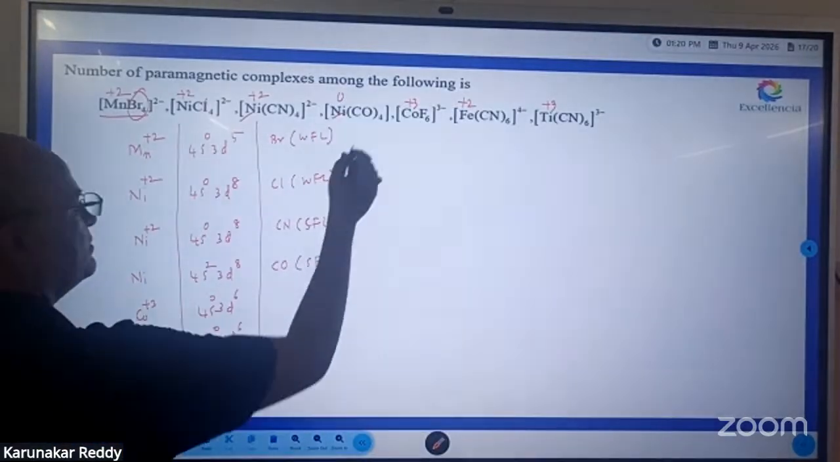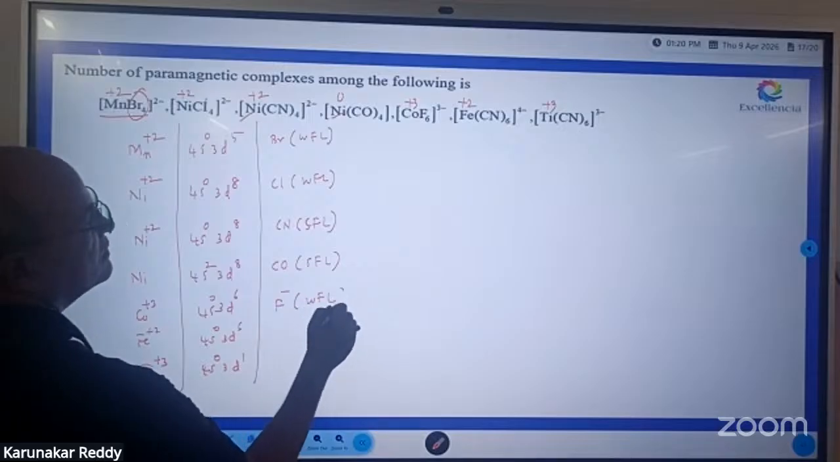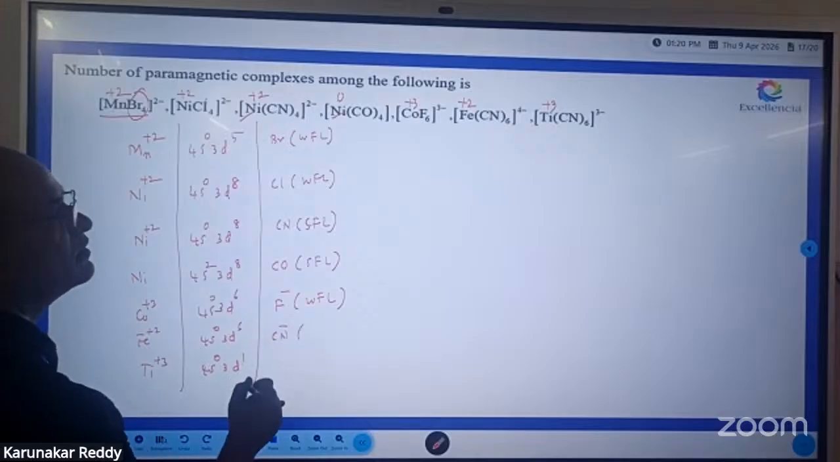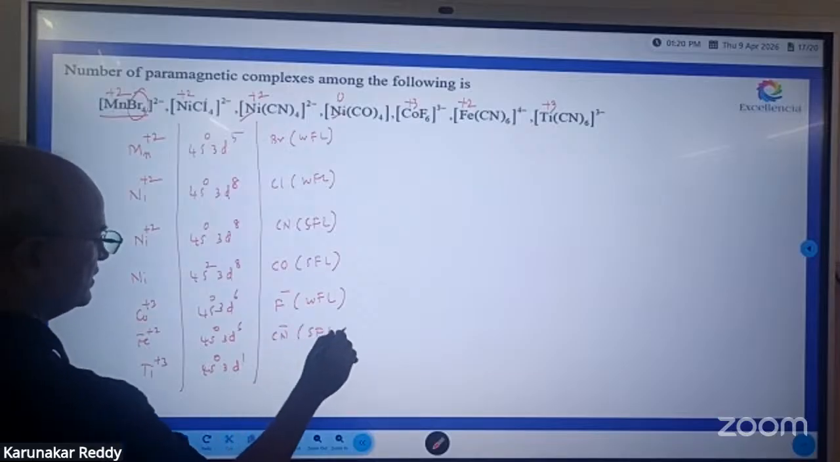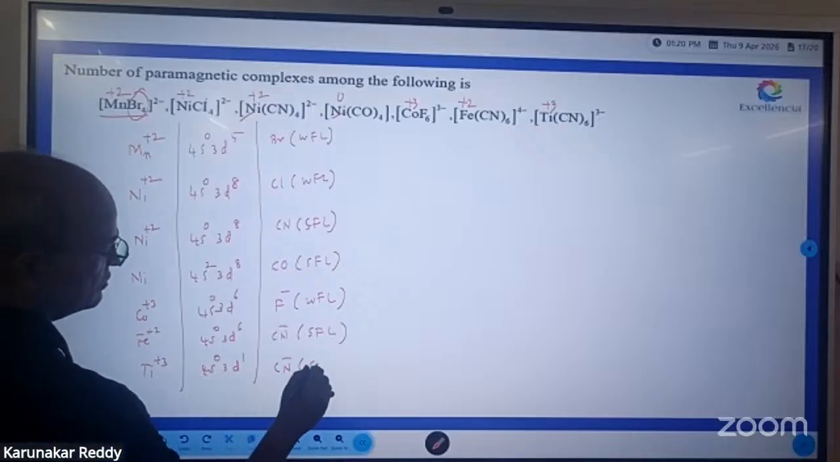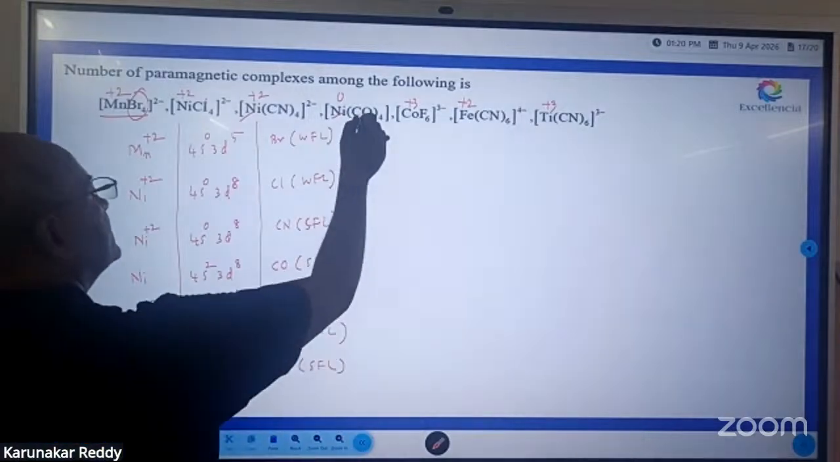Now, cobalt +3, F- ions are weak field ligands. And Fe +2, here CN- is going to apply the strong field ligand. And one more, titanium +3, CN- is again strong field ligand. So using this data, we have to write like this.